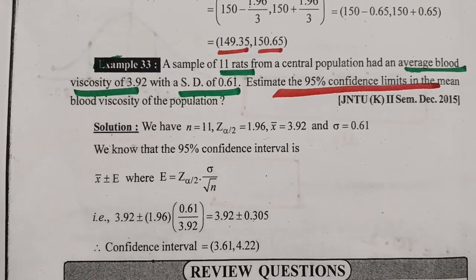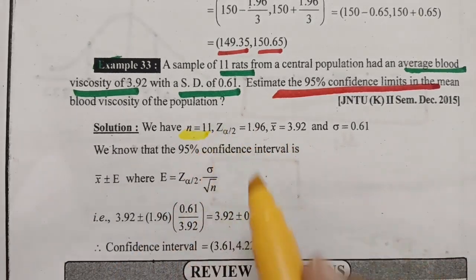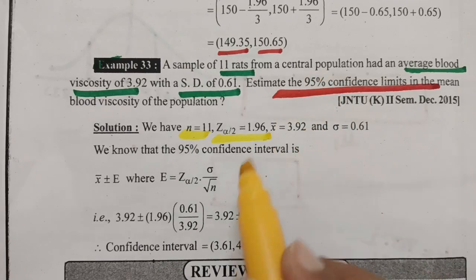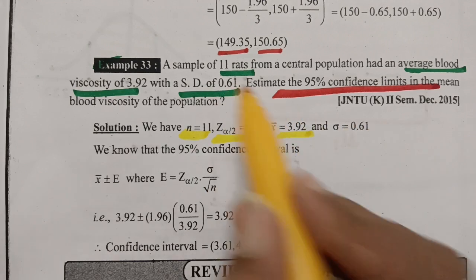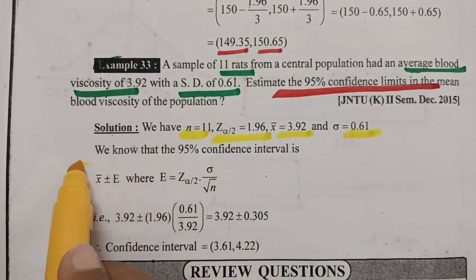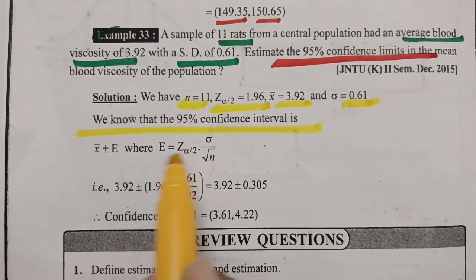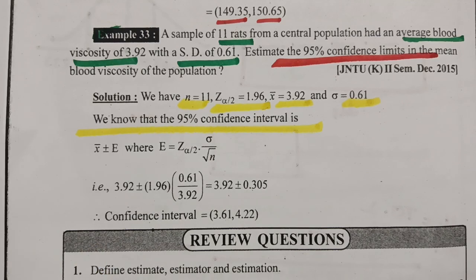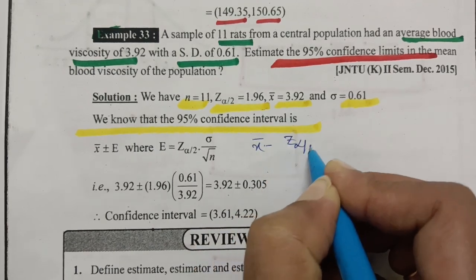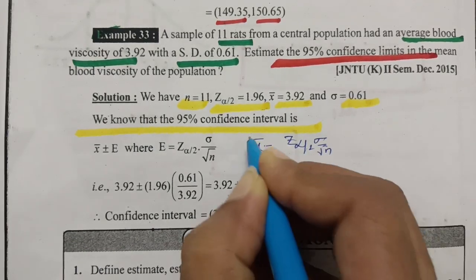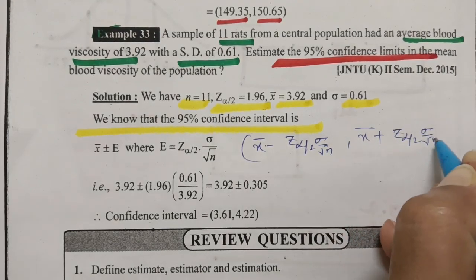Here, what all is given? It is very clear that n is the sample size, 11, and z alpha by 2 for 95% confidence is 1.96. x bar, the average value, is 3.92 and sigma is 0.61. So we need to calculate the 95% confidence interval, that is x bar plus or minus e. What is e? e is z alpha by 2 into sigma by root n. One limit is x bar minus z alpha by 2 into sigma by root n, and the other is x bar plus z alpha by 2 into sigma by root n.